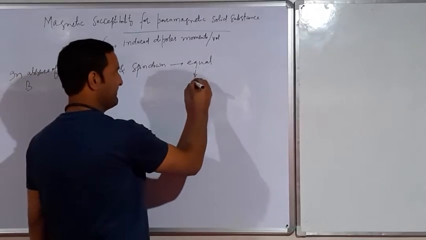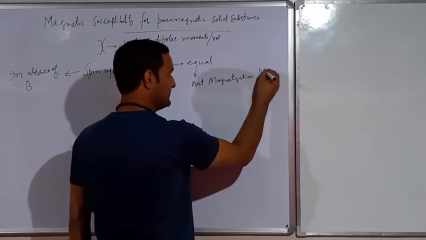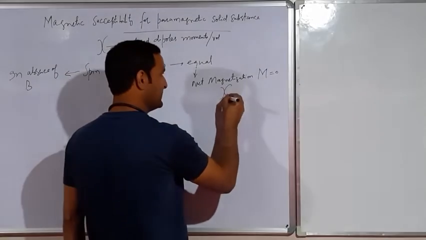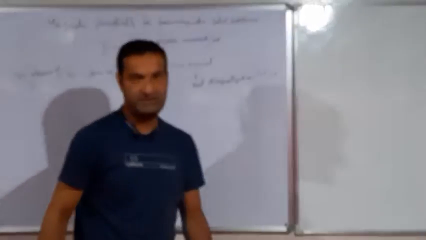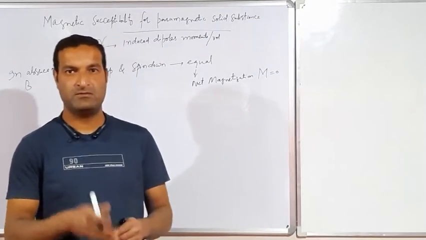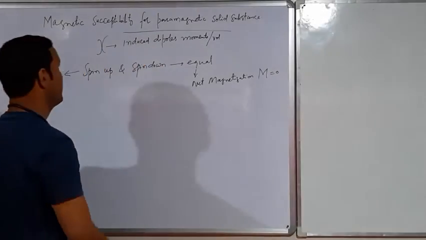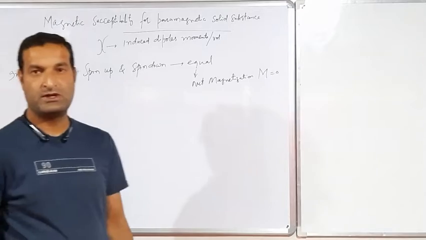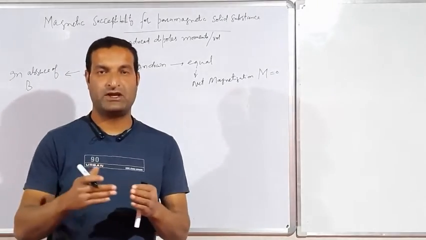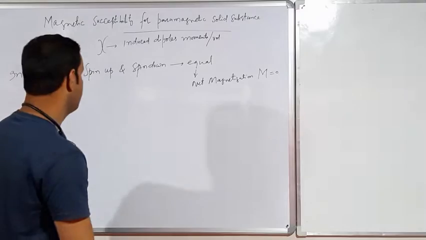If they are equal, the net magnetization in this case will be equal to 0. So there is no magnetization, and that means the induced magnetic moments will be 0 here, because there is no magnetization within the material when there is no external magnetic field acting on it. If we place this paramagnetic material in a magnetic field, some dipoles will tend to align themselves in the direction of the magnetic field, so there is net magnetization produced within the material.